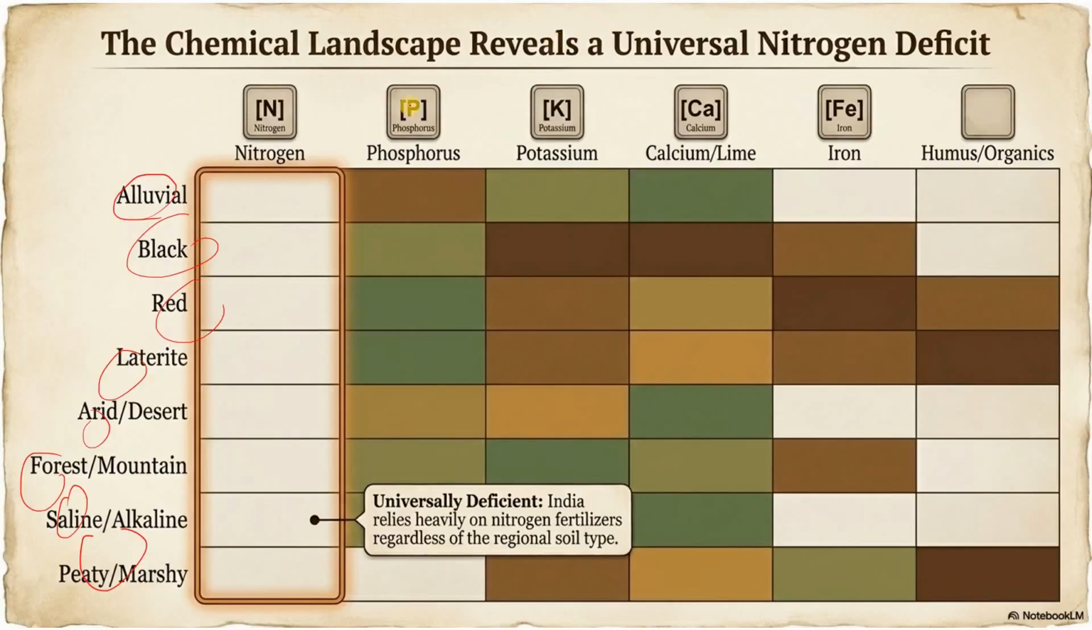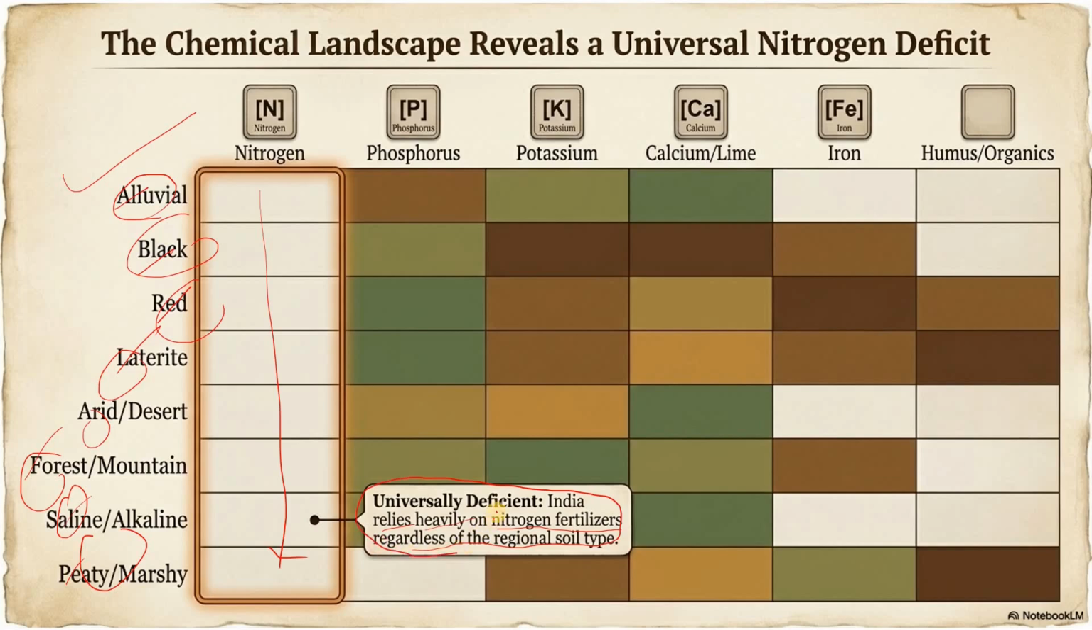So here we are going to see the chemical composition of all the soils: the alluvial, black, red, laterite, desert soil, forest soil, saline soil, and peaty or marshy soil. You can see all the soils lack nitrogen. Okay, India relies heavily on nitrogen fertilizers regardless of the regional soil type.